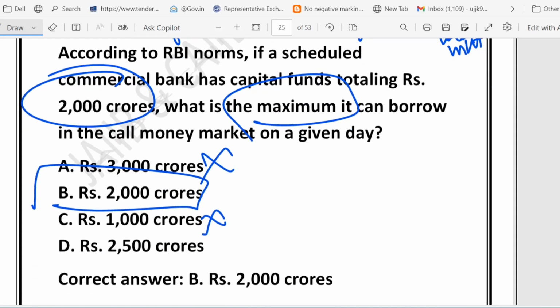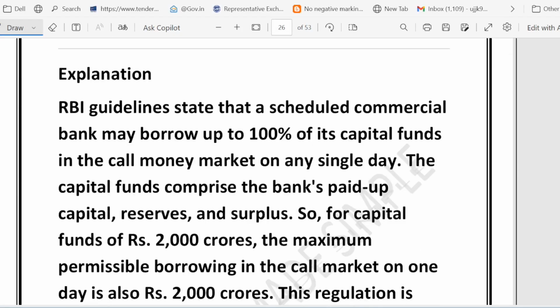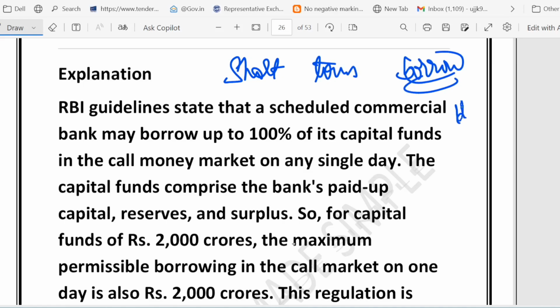Okay, so key points to remember. If you talk about call money, what is the meaning of call money? Call money means very short term borrowing, right? Call money means short term borrowing and usually one day. Usually the borrowing is for one day. RBI limits say maximum borrowing is how much? You can say maximum borrowing is 100% of the capital fund. That is the maximum borrowing, right?